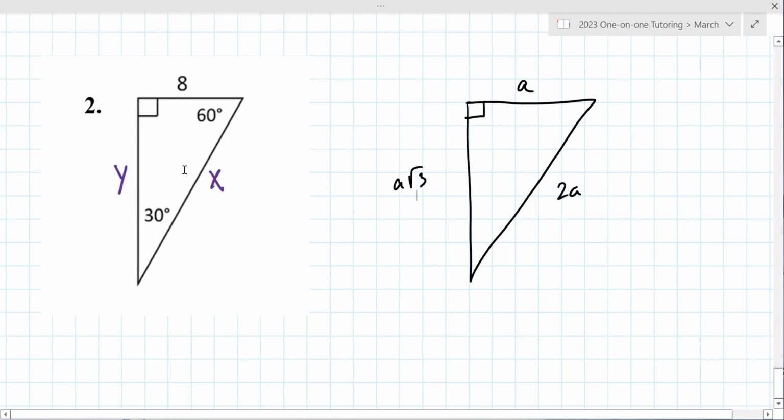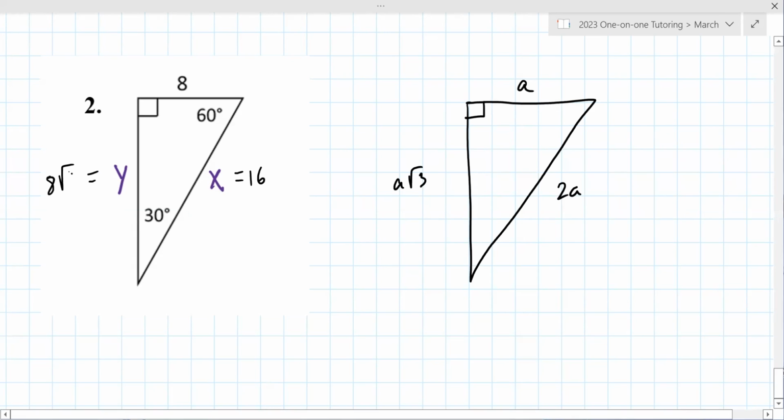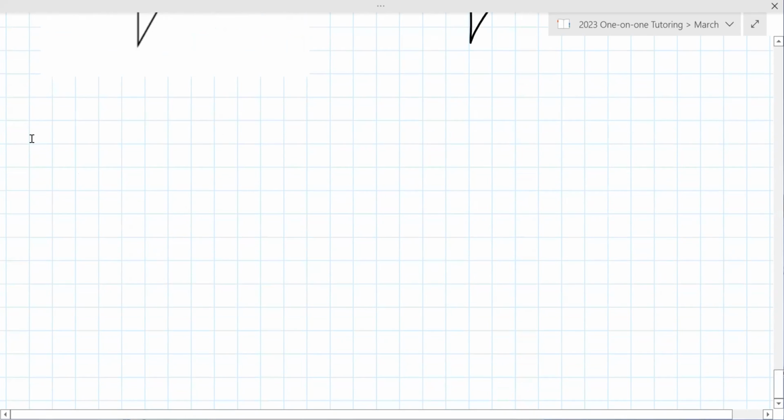Or Y, either one. I got 16 for the hypotenuse. Good. And then the long leg is 8 square root 3. Good. There's not much work. Once you know these, you don't have much that you can do to show your work. So maybe just ask the teacher about that one if there's an issue.